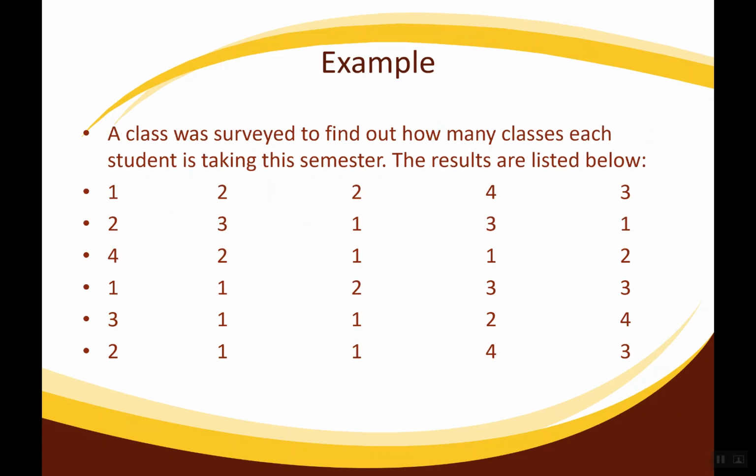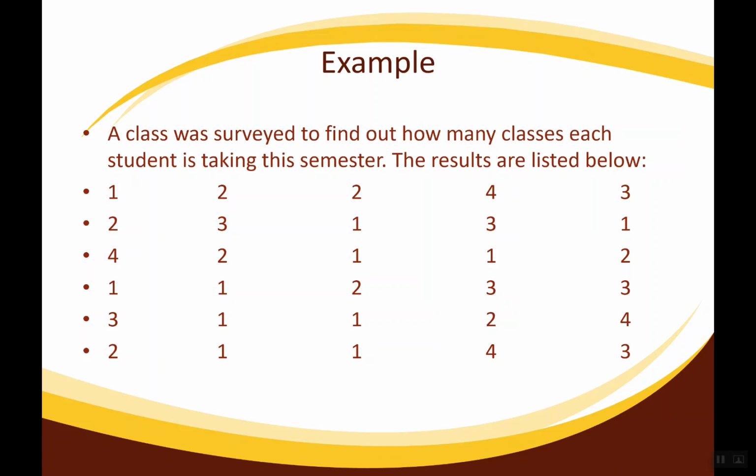Here's an example. A class was surveyed to find out how many classes each student is taking this semester. The results are listed below. So as you can see, I have a lot of numbers. Basically, they're 1s, 2s, 3s, and 4s, but they're not organized in any way that you get any meaningful result out of looking at the data points separately.